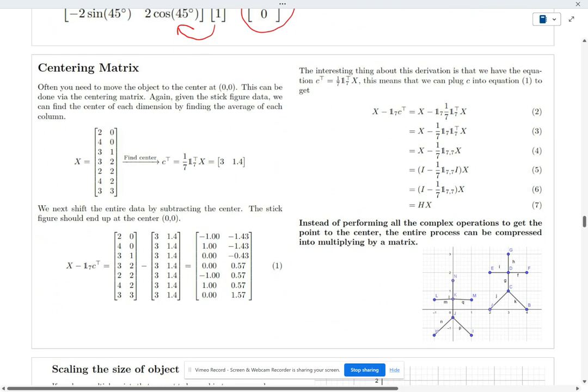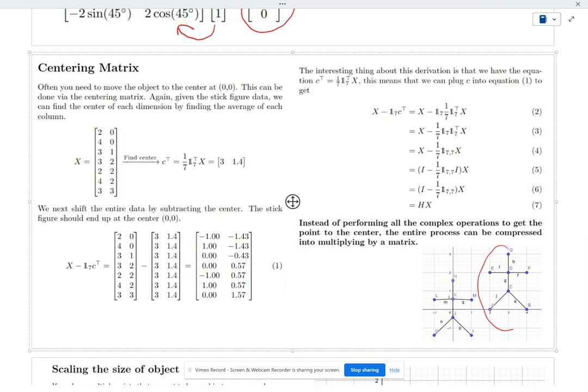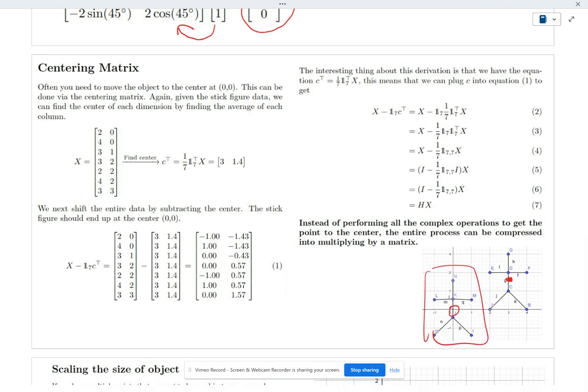Okay, next we're going to talk about how to center data. So if we have the stick figure, for example, and we find the center point, the average point, so all the average x's, all the average y's, is here. A very important transformation is the movement of the entire stick figure so it's centered at 0. So you're right in the middle. Here's 0, right?